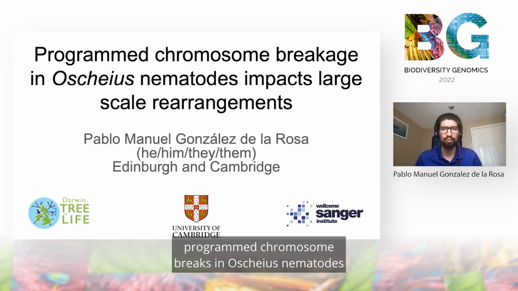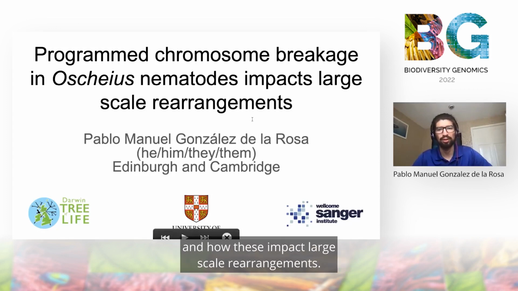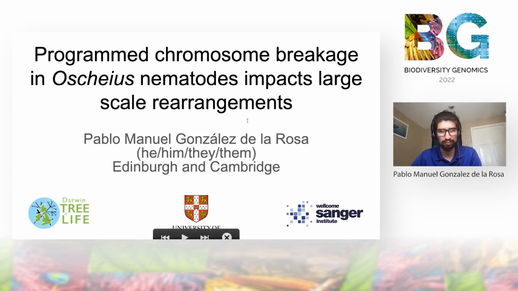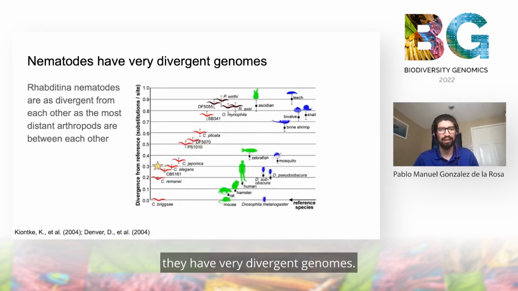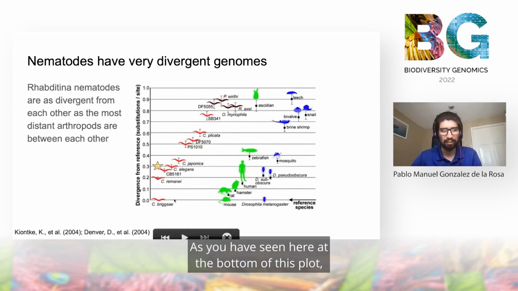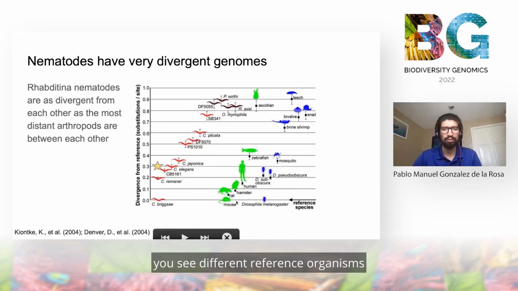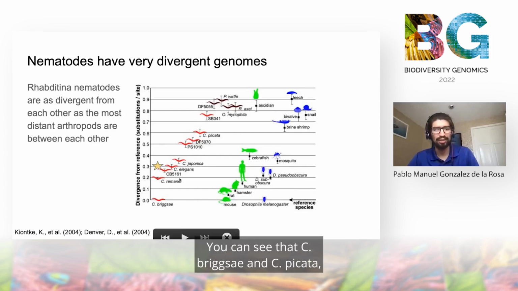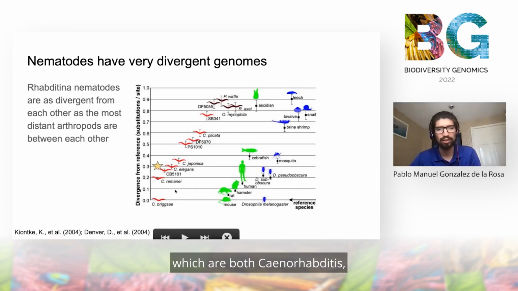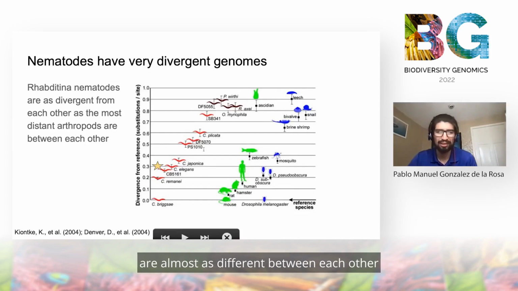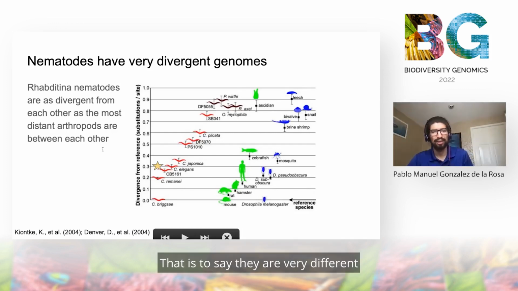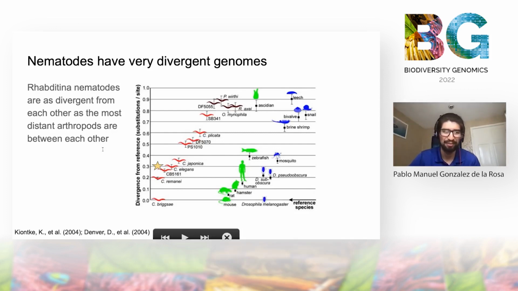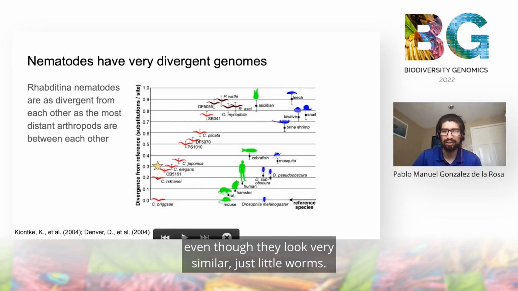I'm going to talk about programmed chromosome breaks in Oscheius nematodes and how these impact large-scale rearrangements. First of all, nematodes have very divergent genomes. As you can see at the bottom of this plot, different reference organisms are compared to different relatives. C. briggsae and C. plicata, which are both Caenorhabditis, are almost as different from each other as Drosophila melanogaster from brine shrimp. That is to say, they are very different, even though they look very similar, just little worms.